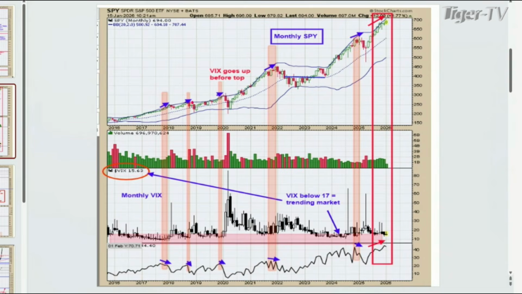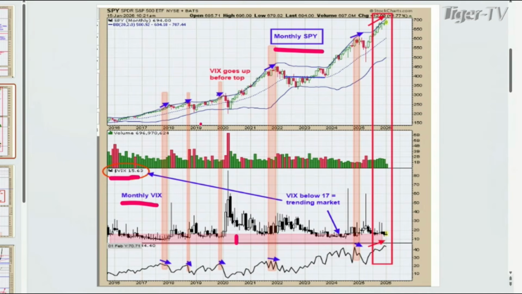This is the VIX. This is the monthly VIX here. Normally, if you get below 17, which is the shaded area down in here, you really don't have trouble in the market. And if it gets above 17, you can. But we've been staying low here. The market's going up.